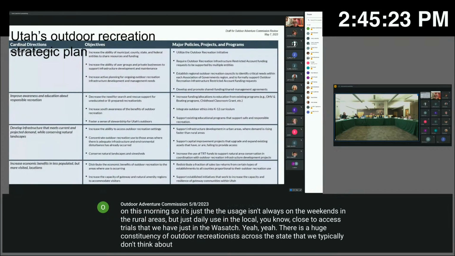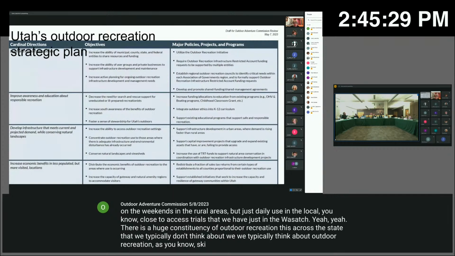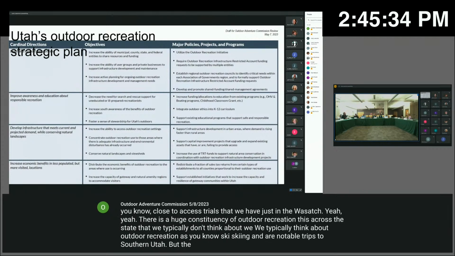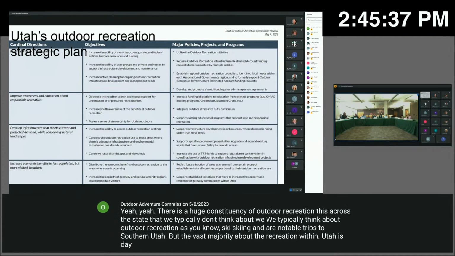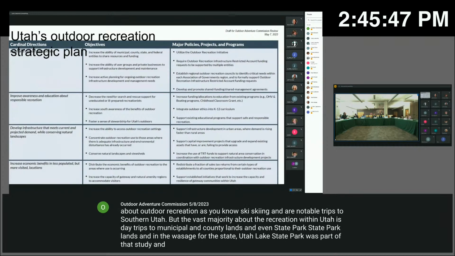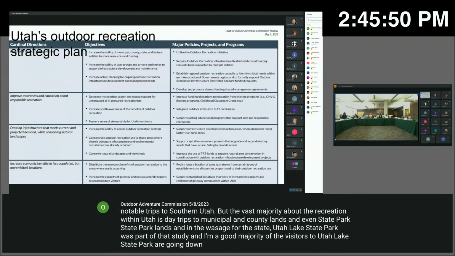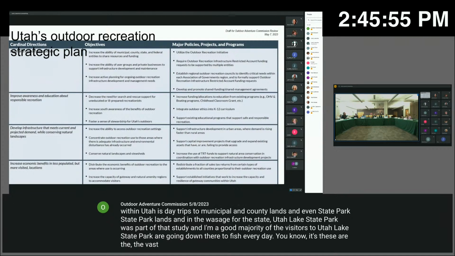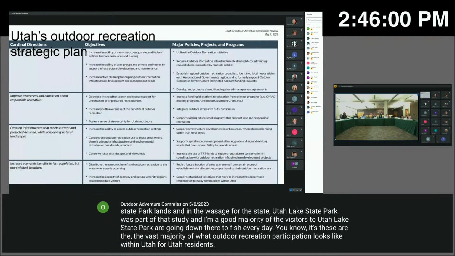We typically think about outdoor recreation as skiing and our notable trips to southern Utah. But the vast majority of outdoor recreation within Utah is day trips to municipal and county lands, and even state park lands in the Wasatch. Utah Lake State Park was part of that study, and a good majority of the visitors to Utah Lake State Park are going down there to fish every day. These are the vast majority of what outdoor recreation participation looks like within Utah for Utah residents, not for people who are coming from out of state.